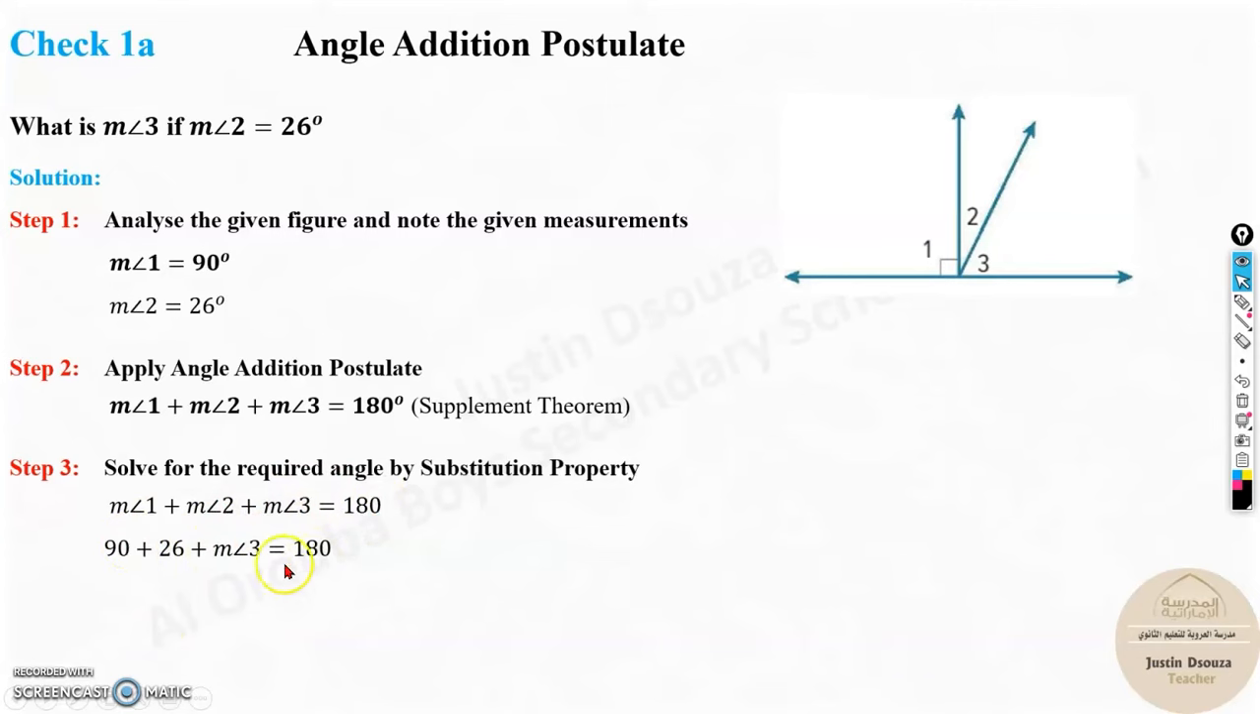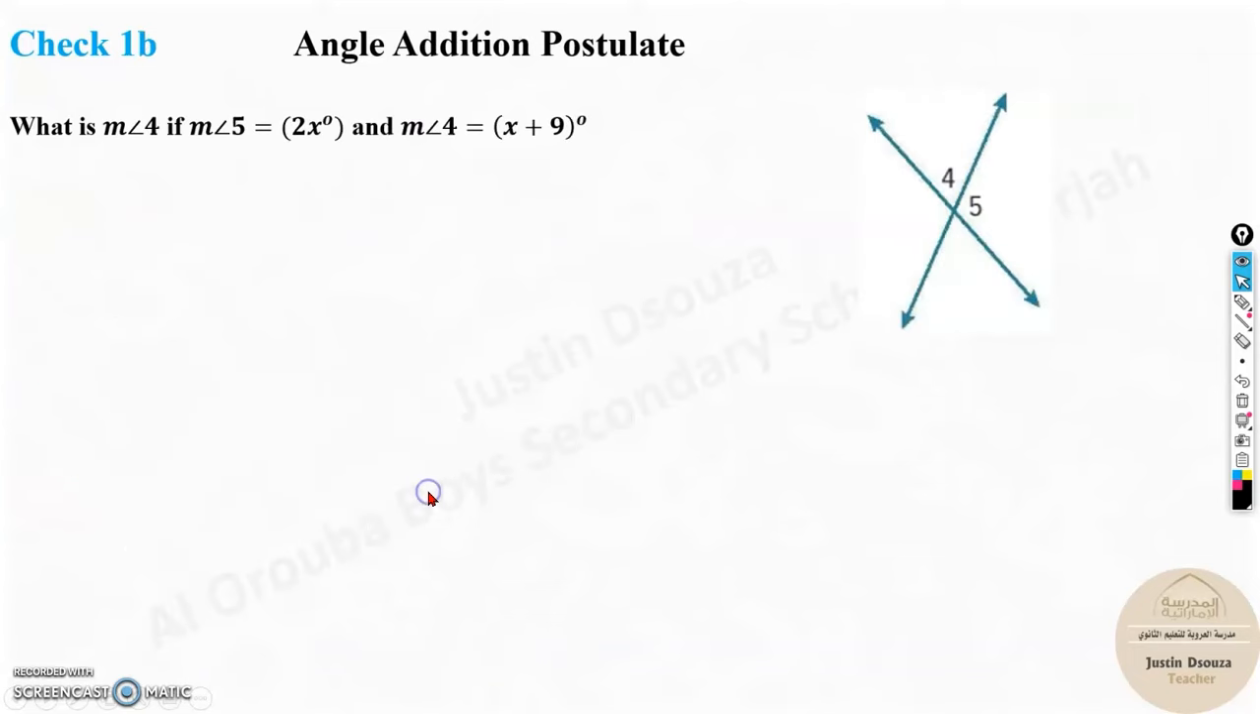So all you do is substitute over here, and then over here it will be measure of angle 3. Take everything to the other side, keep measure of angle 3 on one side, and now you can get that as 64 degrees. So this is how we solve it. Very simple, very straightforward. We'll quickly see this as well.